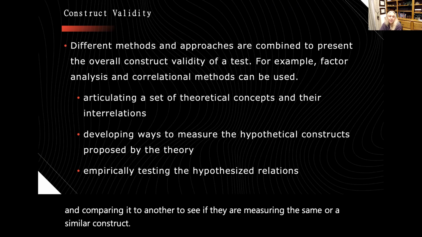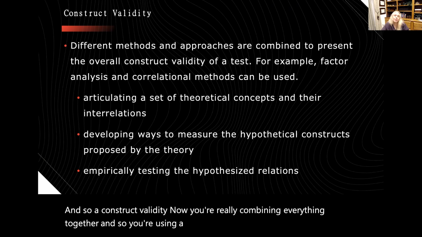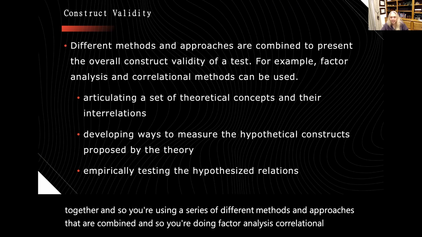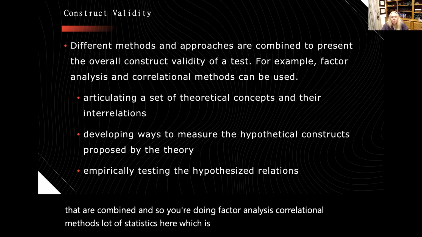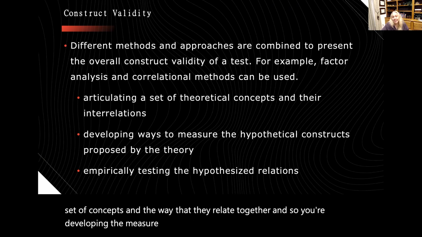And so with construct validity, now you're really combining everything together. You're using a series of different methods and approaches that are combined. You're doing factor analyses, correlational methods, a lot of statistics here, which is why it's empirical. You're looking at this set of concepts and the way that they relate together. You're developing the measure and empirically testing these possible relationships.